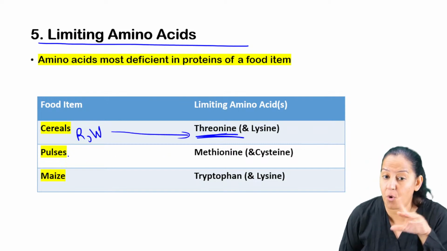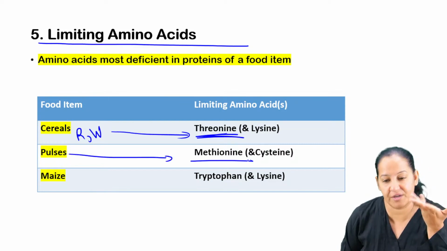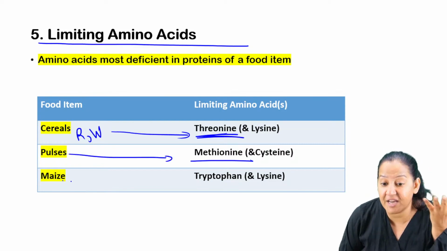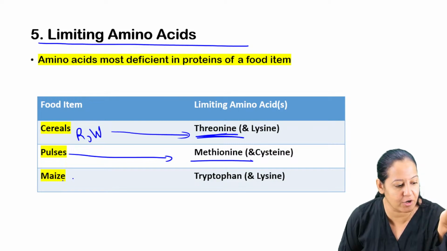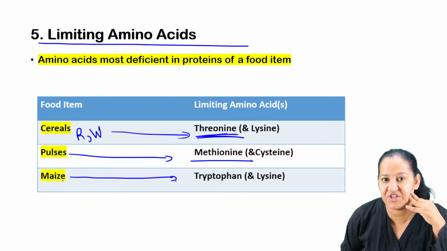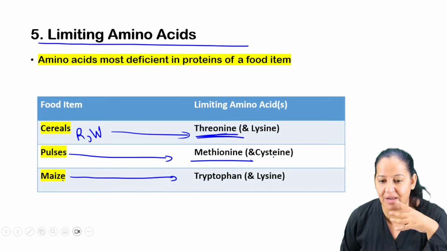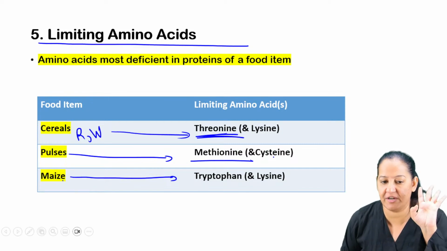Okay. Pulses, all the pulses are deficient in methionine. They don't have methionine. And maize, that is bhutta. You know maize. Corn, maize. Maize is deficient in tryptophan. I will tell you a way to learn that, but please learn. The maize is deficient in tryptophan.